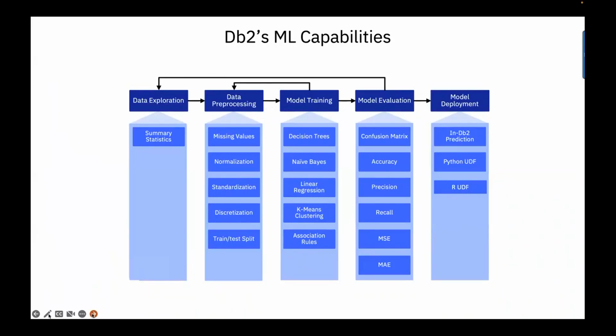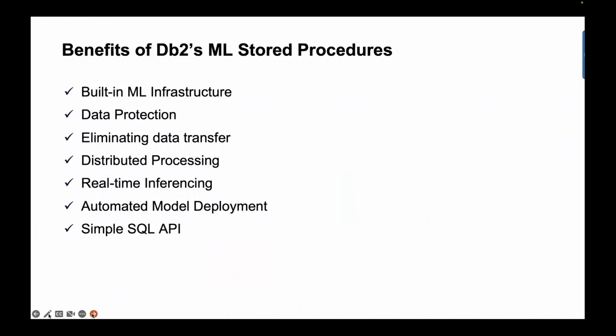In terms of the benefits, we provide a built-in ML infrastructure for model development, model training, model serving. So you don't need to copy data externally, as I already mentioned. Data protection, because data does not leave the database for this style of model development and model deployment. So your data remains protected. Eliminate data transfer, which is already obvious.